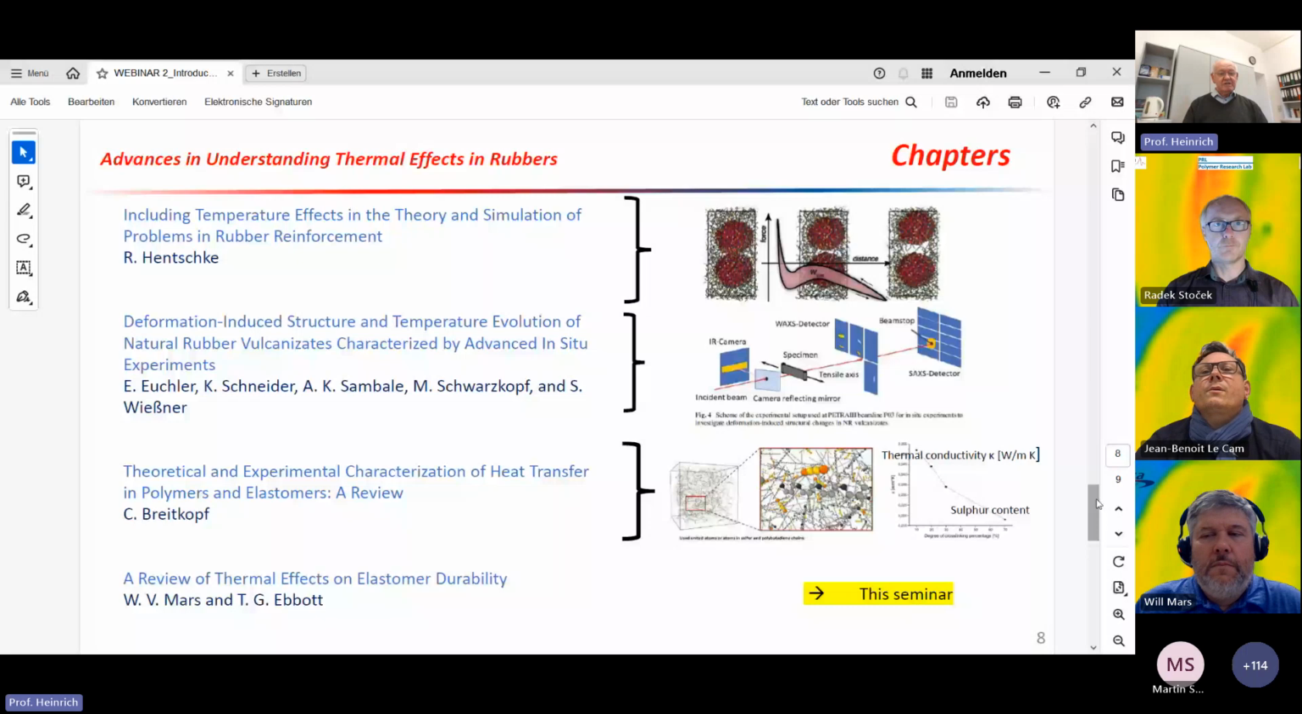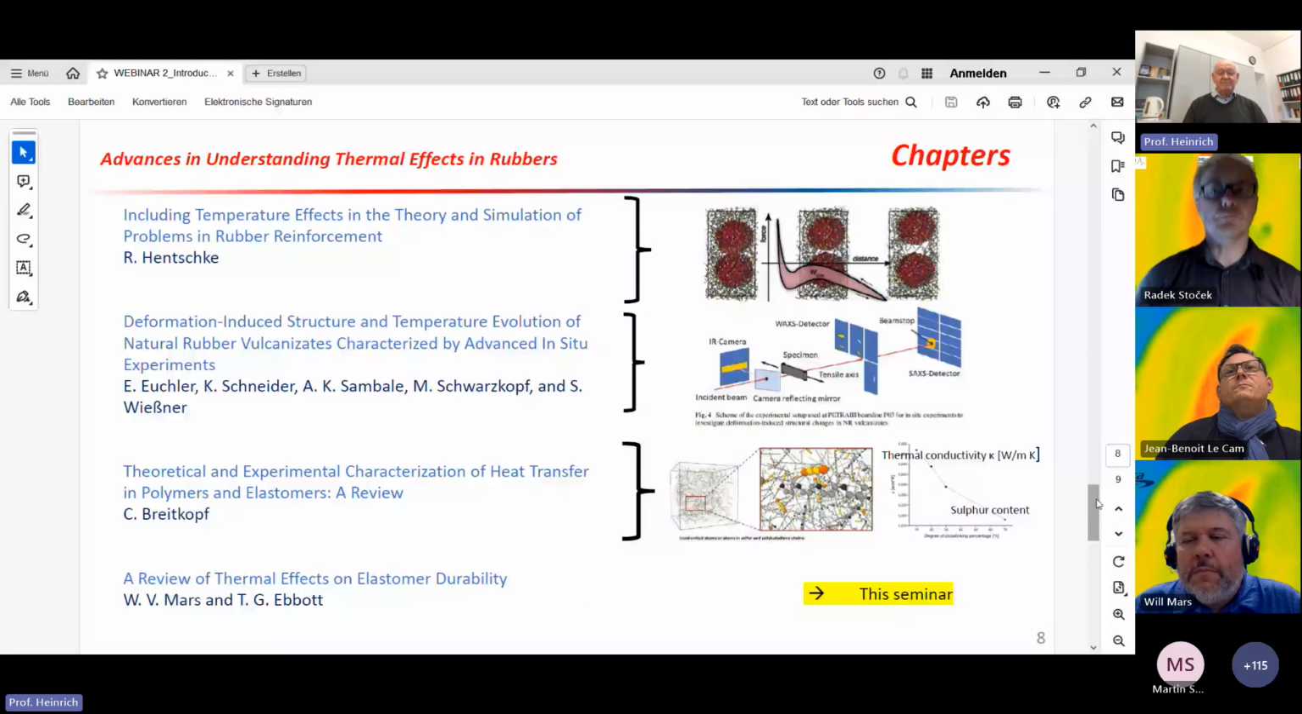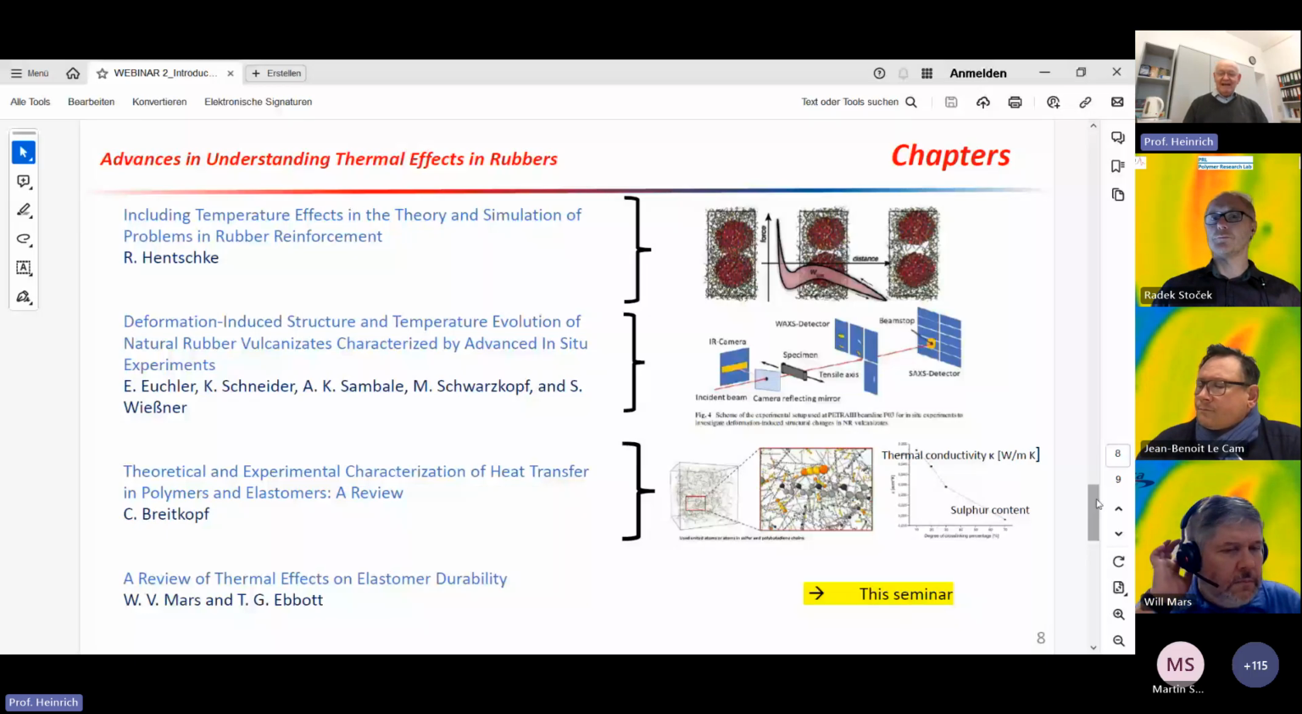Then we have a chapter, a review chapter by Professor Breitkopf, also from the University of Dresden, about theoretical and experimental characterization of heat transfer in polymers and elastomers. It describes the different approaches to measure heat transfer and heat capacity, and it also describes in a very good manner the reason for heat transfer. I think not everybody knows that this can be described in the concept of so-called phonons, similar to photons. That means the lattice vibrations in the systems can be considered as quantized quasi-particles. This is a useful background which is described here.